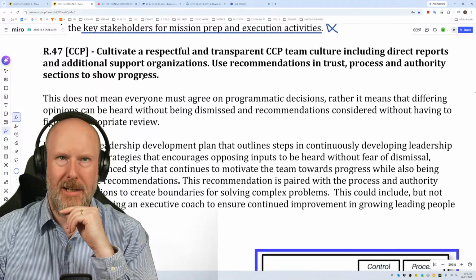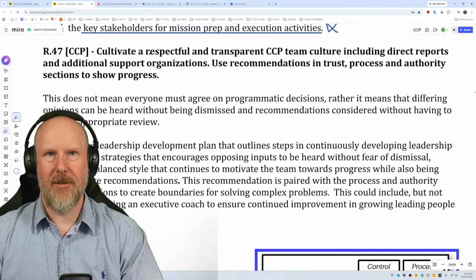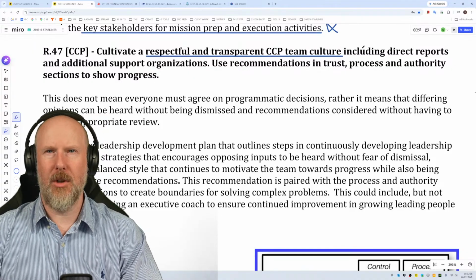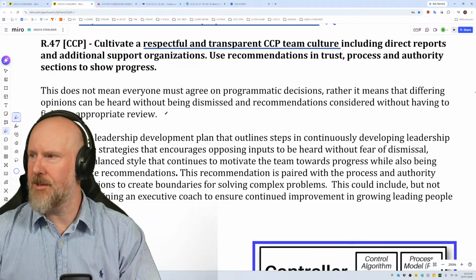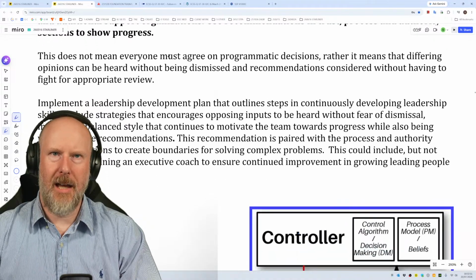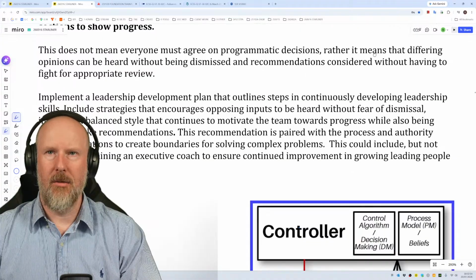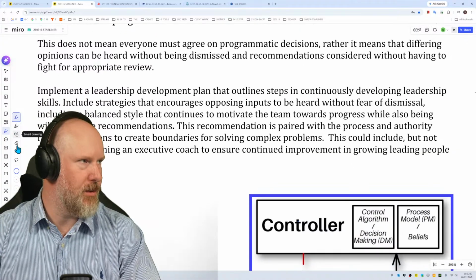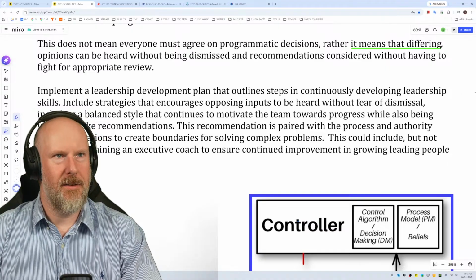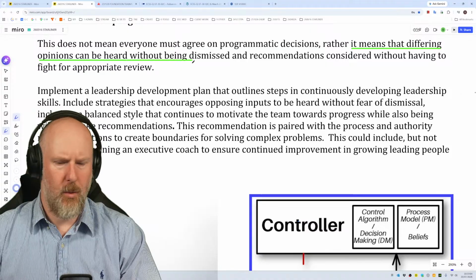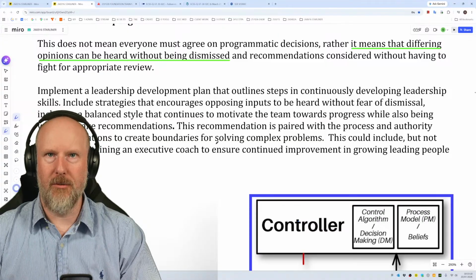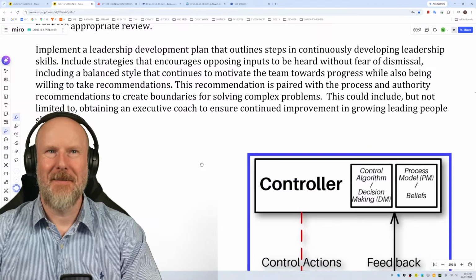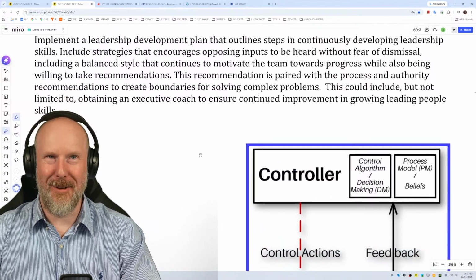So recommendation 47, crew commercial program: cultivate a respectful and transparent CCP team culture, including direct reports and additional support organisations. Use recommendations in the trust, process and authority sections to show progress. This does not mean everyone must agree on programmatic decisions. Rather, it means that differing opinions can be heard without being dismissed, and recommendations considered without having to fight for an appropriate review. There's a lot of organisations I've worked with over the years that could certainly benefit from that.